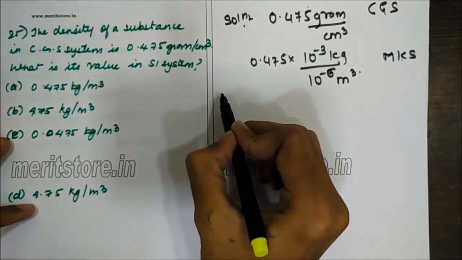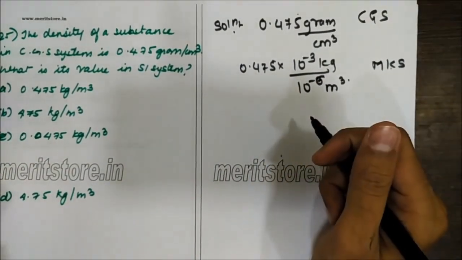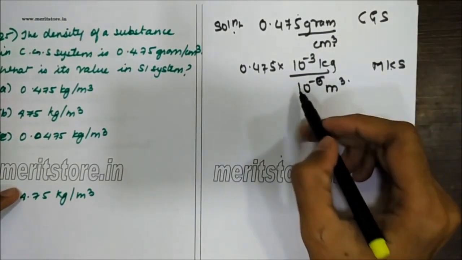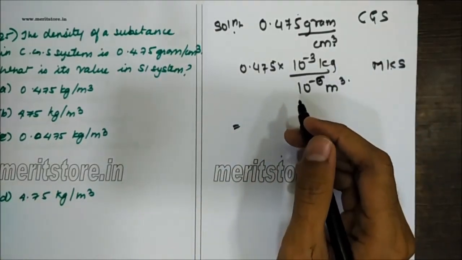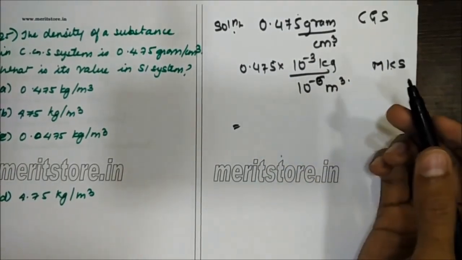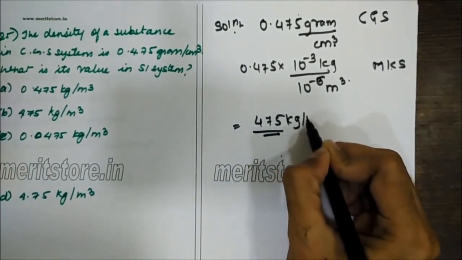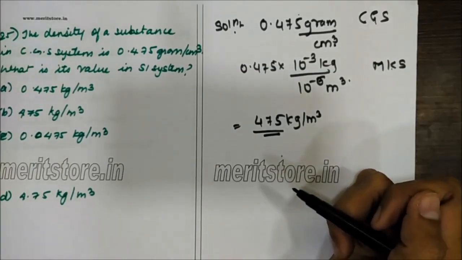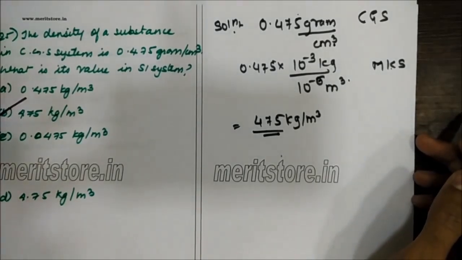Here, when you change centimeter into meter, 1 centimeter is equal to 10 raised to minus 2 meters. Because it is a cube, 10 raised to minus 2 the whole cube becomes 10 raised to minus 6 meter cube. Now you just change the dimensions. If you divide this, it will give you the value of about 475 kilogram per meter cube. So the correct option is B, 475 kg per meter cube.